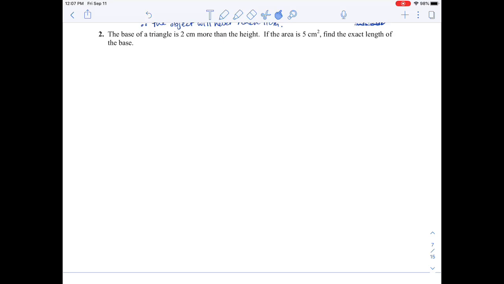For this next one here, we've got a triangle where we don't know what its base and its height exactly are, but we know that the base of the triangle is 2 centimeters more than its height. And we know the area of the triangle that we're trying to make this all fit into. So let's try and find the exact length of the base if we can.